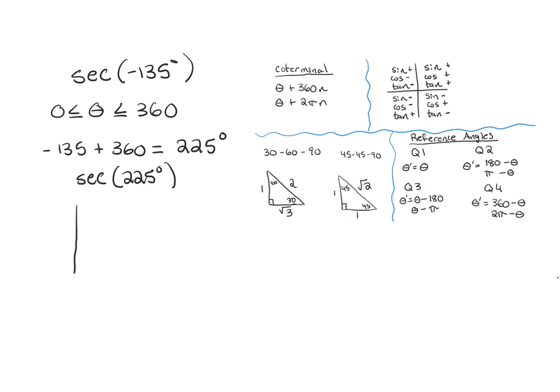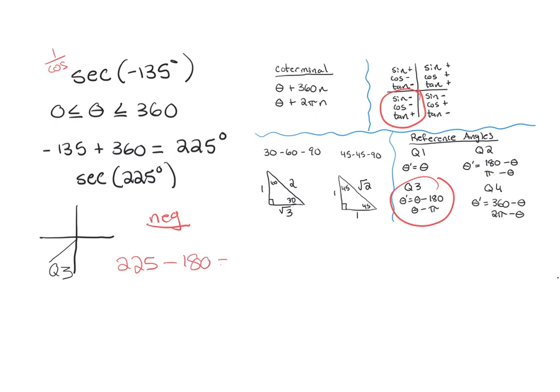But what quadrant is that? 225, that's in quadrant 3. So what's happening in quadrant 3? Well, let's first look at secant, that is 1 over cosine, and cosine is negative, so my answer will be negative. And in quadrant 3, to find the reference angle, I do theta minus 180. 225 minus 180 is 45 degrees.